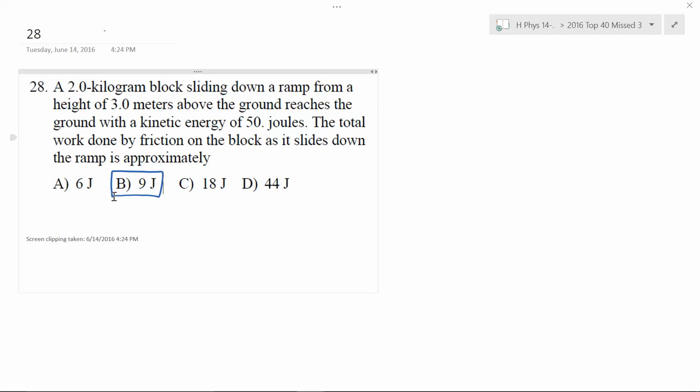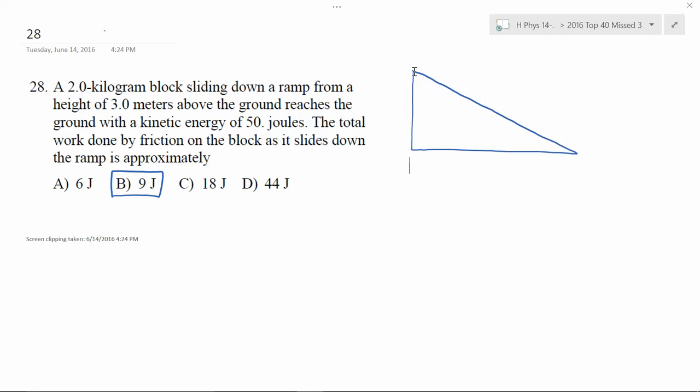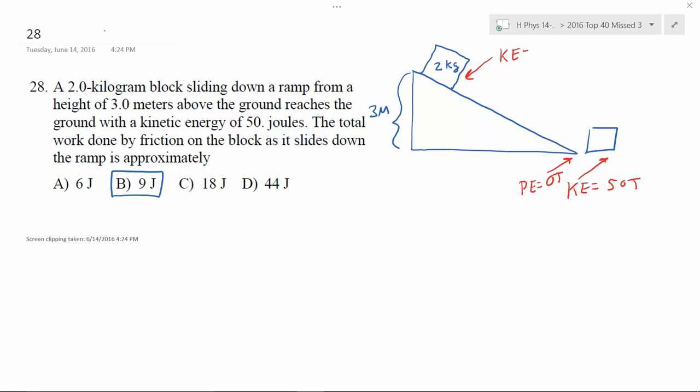B. Let's draw a picture. So you've got a ramp with a block 3 meters above the ground. When that block gets to the bottom here, we're told that it has a kinetic energy of 50 joules. We're not told explicitly, but because it has no height, we know that it has a potential energy of 0 joules. At the top, on the other hand, because it's not moving, we know it has a kinetic energy of 0 joules. And we can figure out its potential energy from potential energy due to gravity, mgh, of 58.8 joules.